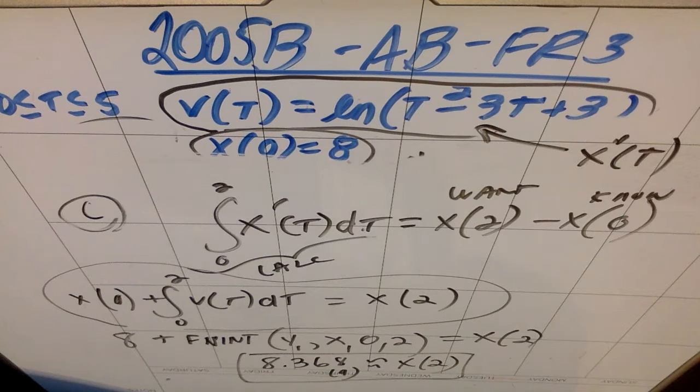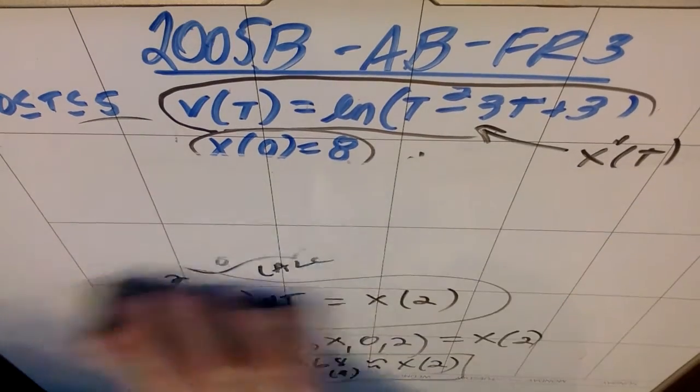Part D. Find the average speed of the particle over the interval from 0 to 2. So this is one where you really do need the calculator to do it.